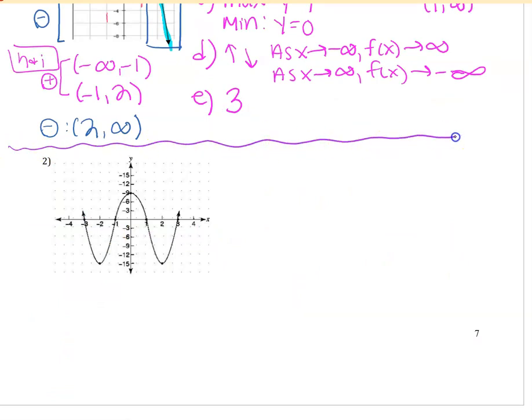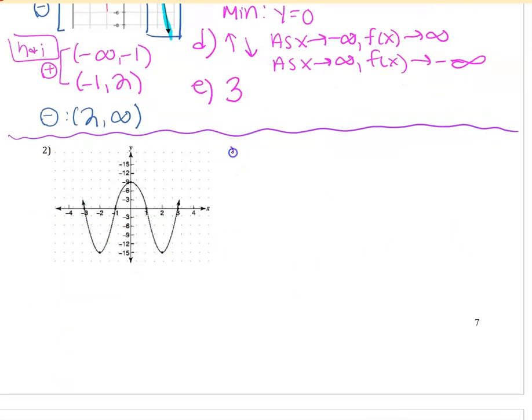All right. So first of all, zeros. I see 1, 2, 3, 4 of them. So negative 3, negative 1, 1, and 3. My y-intercept is at y equals 9. I know that kind of looks like negative 9, but that's just part of the grid.